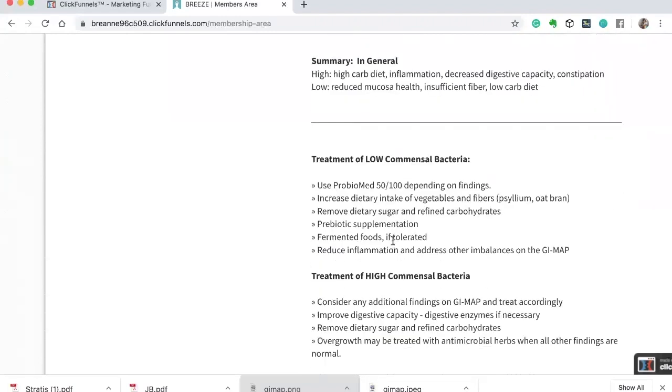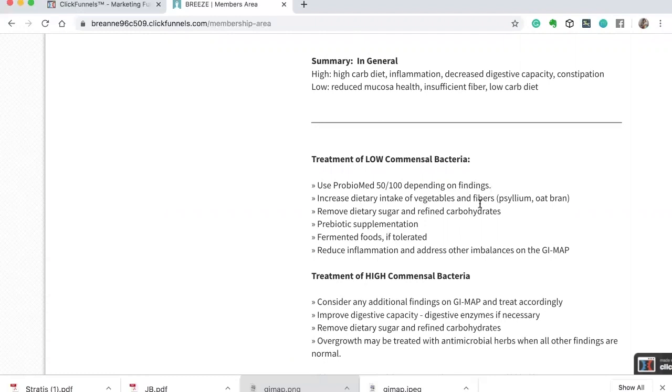In terms of treatment of low commensal bacteria, you can consider things like Probiome at 50 or 100, depending on the findings. Where I'm saying depending on the findings, you might want to look for something that has higher levels of straight Bifidobacterium if Bifidobacterium is the only one that's low.